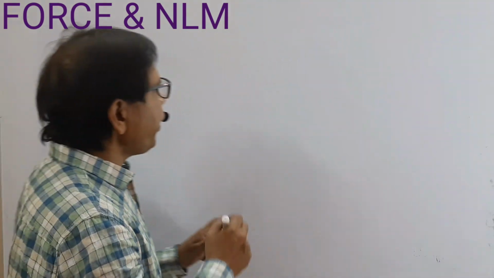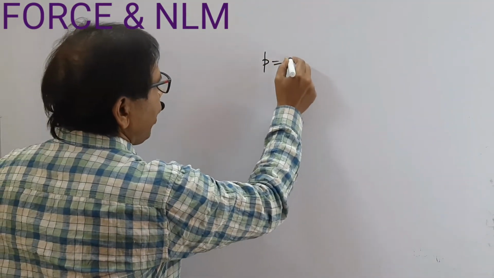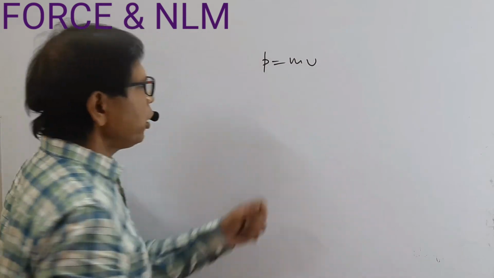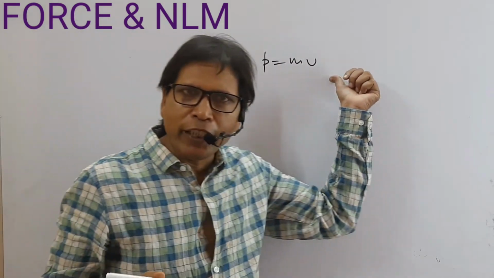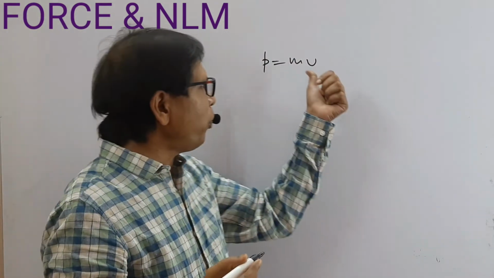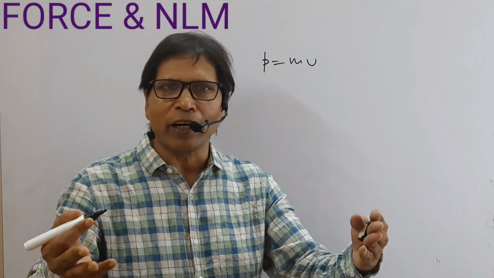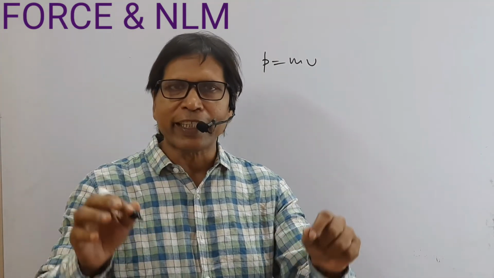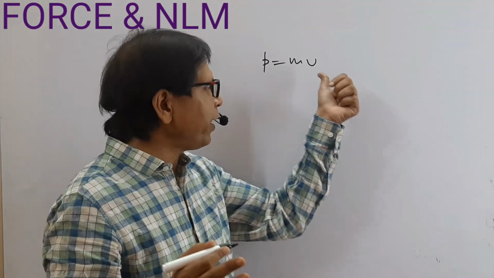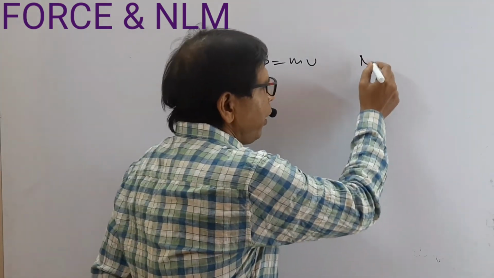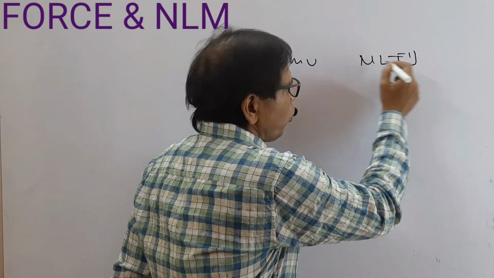Now, linear momentum. It is the dynamic property of a body which is produced by the mass and velocity of a body. The momentum P is equal to mass times velocity. As velocity is a vector quantity, momentum is also a vector quantity. Its unit is kg meter per second and dimension is M L T to the power minus 1.